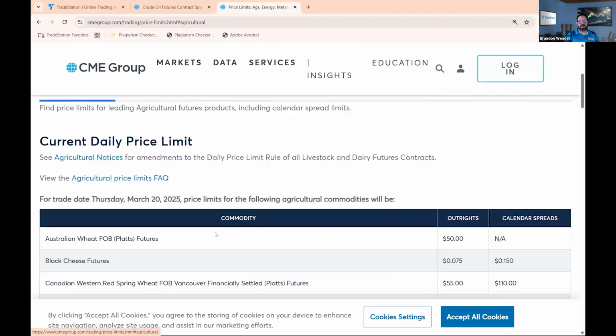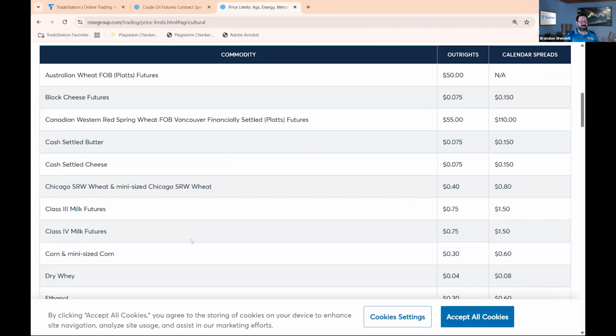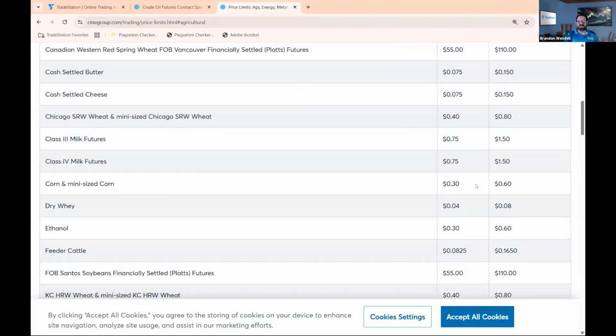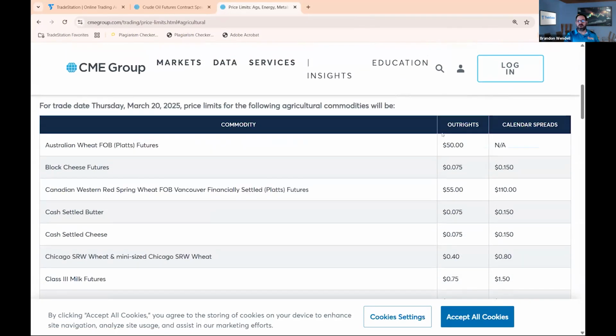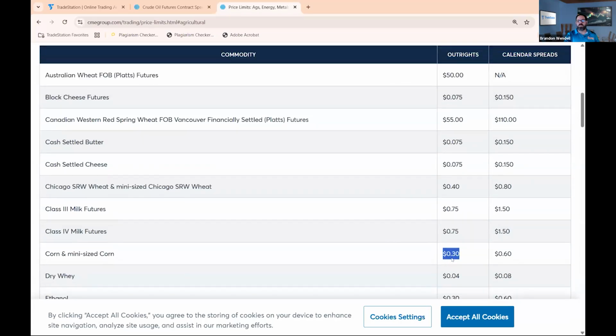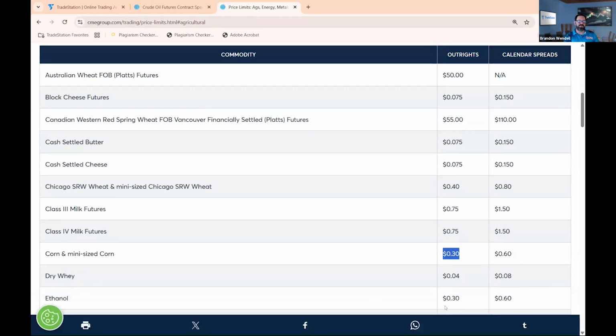If I go to agricultural products, I mentioned corn. Let's see, where is it here? Corn and mini-sized corn. If we move outright, that's the one you worry about right there. Don't worry about spreads. But if we go up or down by 30 cents in one trading day, you get lock limit. You get stuck and you cannot go any further. You can trade at that level, but you just can't trade beyond it.